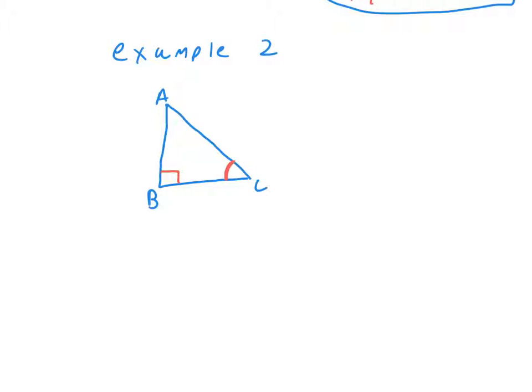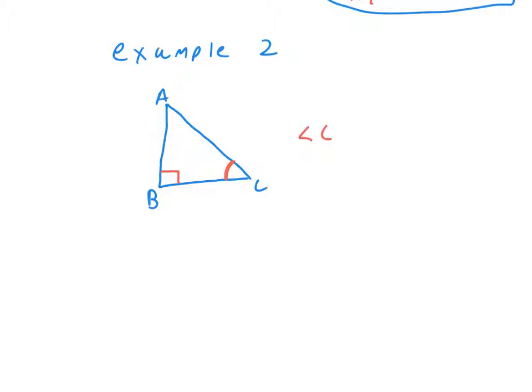Okay, let's try one more. Example 2. Here I have a right triangle with A, B, C, and this time we're not talking about the sides. These are the vertices of our triangle. Here's our right angle, and we're looking for the side opposite and adjacent to angle C. So angle C is our target angle.